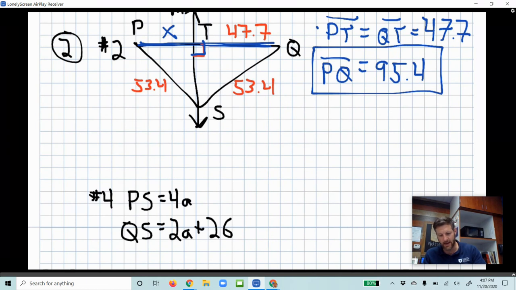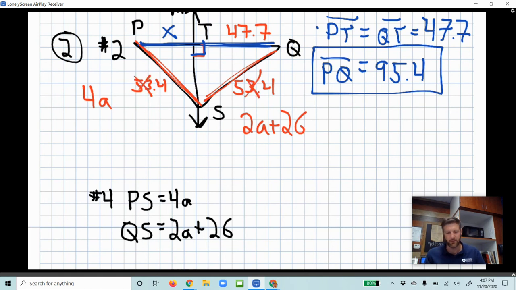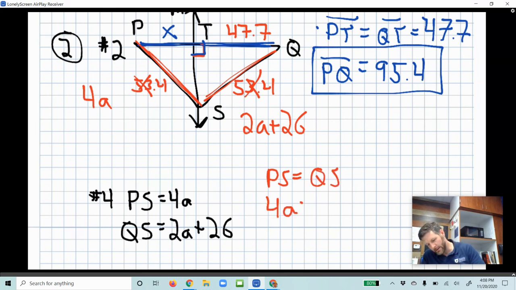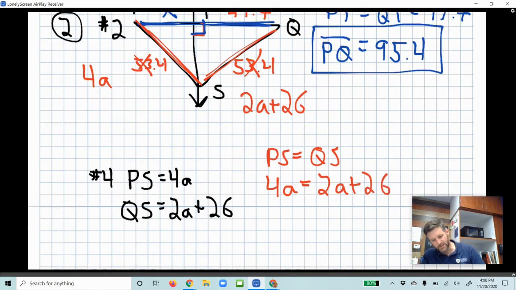It sits there and tells us that PS, which is right here, is 4A, and it tells us that QS is 2A plus 26. Now we're going to ignore these measurements because those were for the previous problem. But we know we have these two distances. We know it's a perpendicular bisector, so that means PS is equal to QS, which means our equation is fairly simple. 4A equals 2A plus 26. Okay, so we can just solve that bad boy.